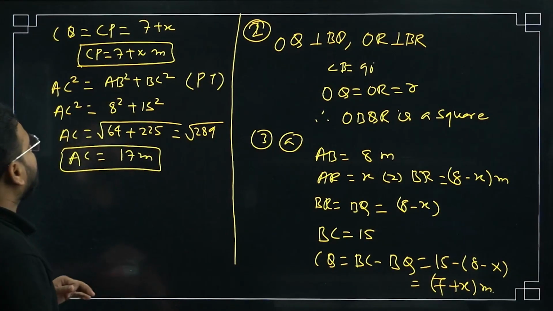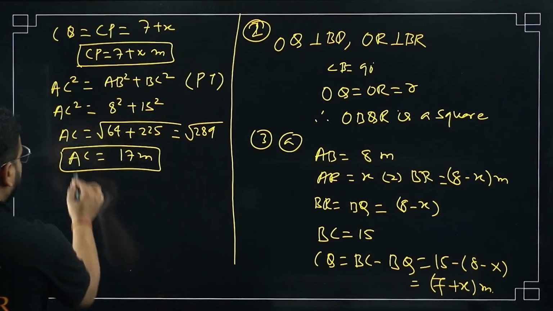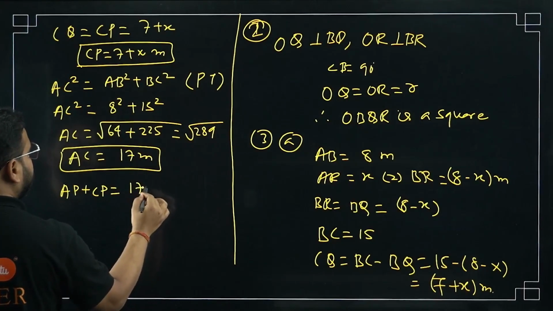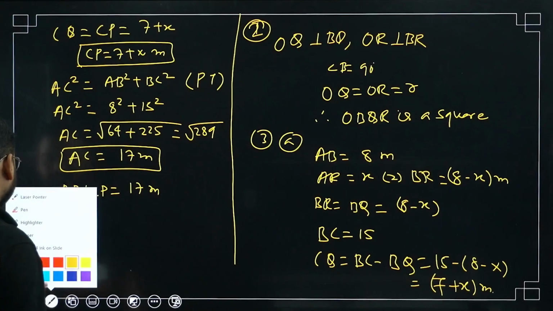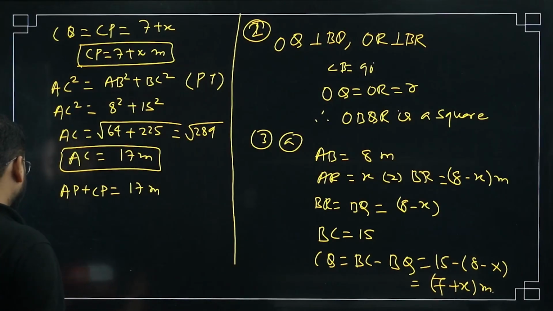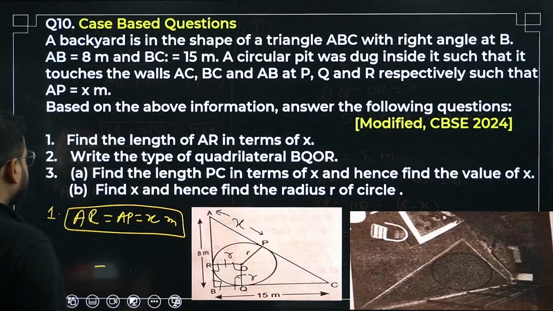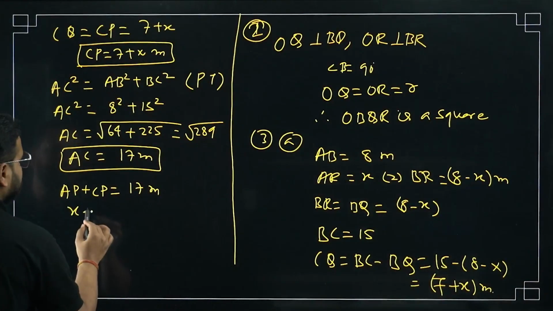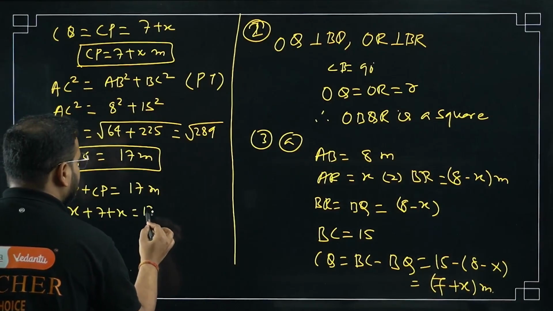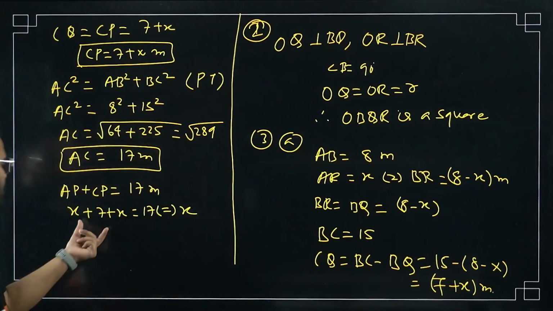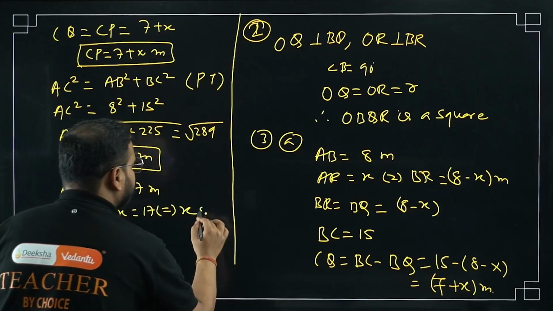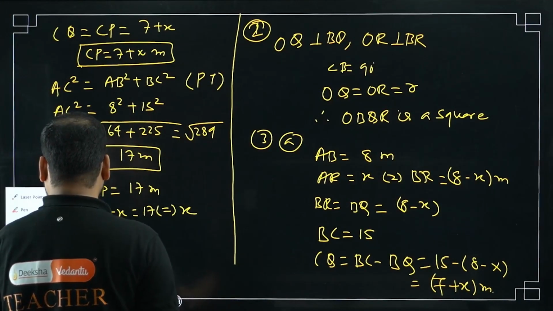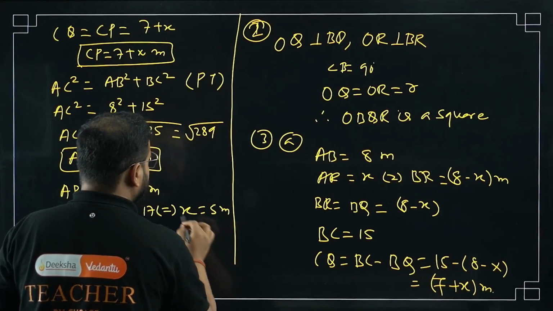So what will happen to this? AC equals AP plus CP. So x plus 7 plus x is 17. It means 2x plus 7 is 17, right? It means x is 5. X is equal to 5 meters.